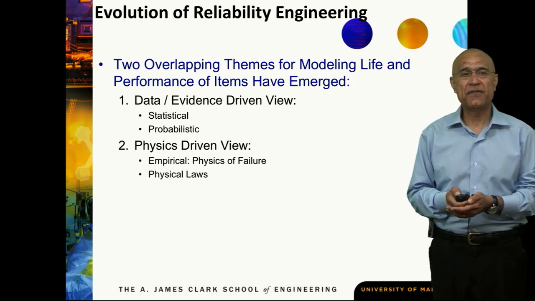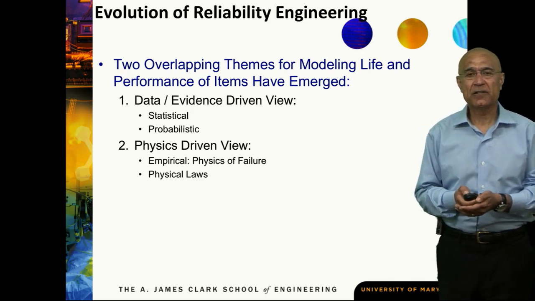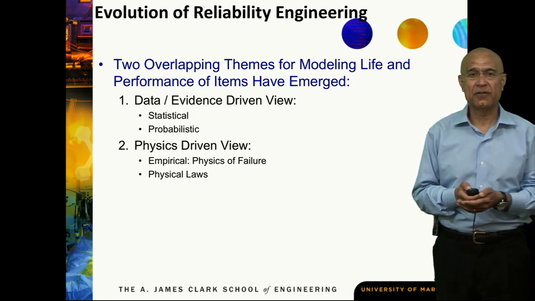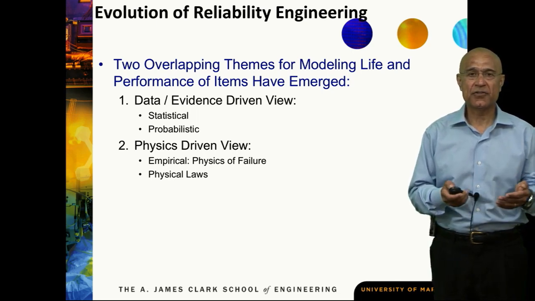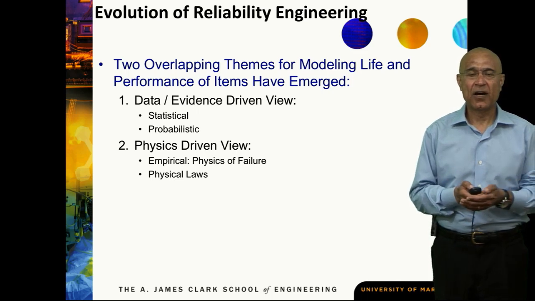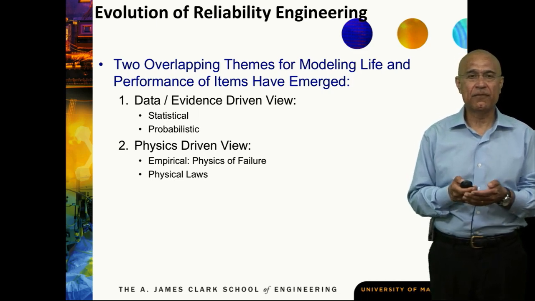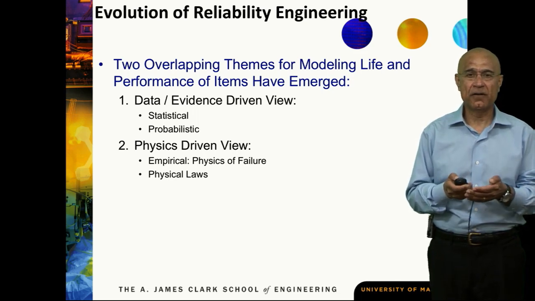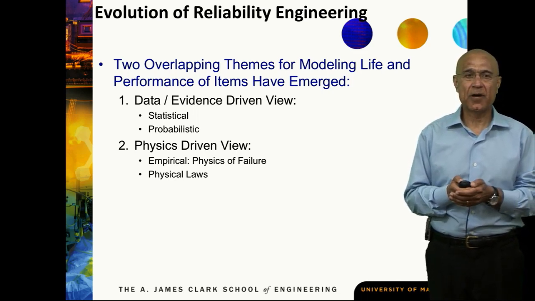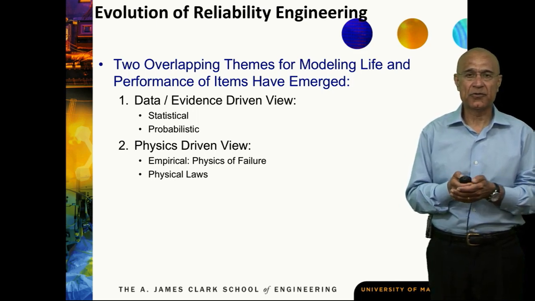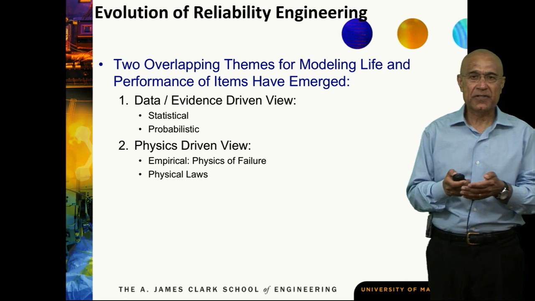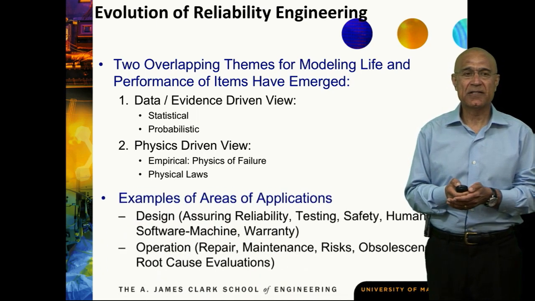The second view is the physics view, which tries to model the underlying physical phenomena that cause failure, such as fatigue and cracking, wear and corrosion. It then tries to find a model, which we call a physics of failure model, empirically, and uses it to find the time of failure. Also, new trends focus on physical laws to find the same kind of physics-driven models of how long equipment can last, for example, using thermodynamic entropy as a measure of life.